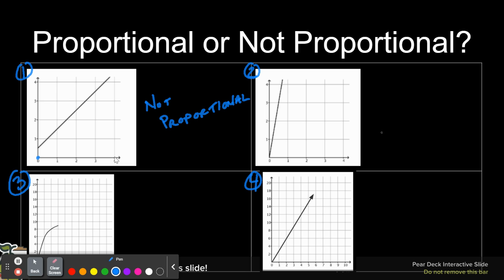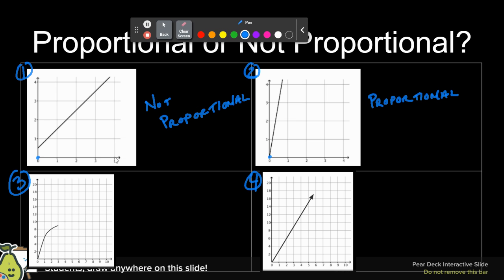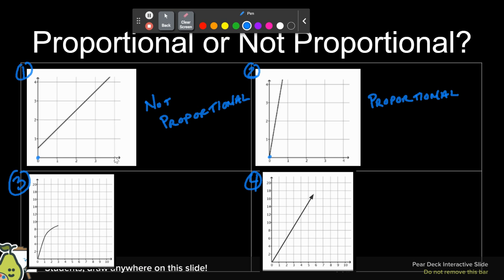Let's go ahead and take a look at number 2 here. Is number 2 a straight line? Yes, it is. Does number 2 begin at the origin? Yes, it does. So is it proportional? Yes, this one is proportional. Looking at number 3 here, let me move my writing tools there. So this one does begin at the origin, so that's looking good. However, it's a curved line, so this is not proportional.